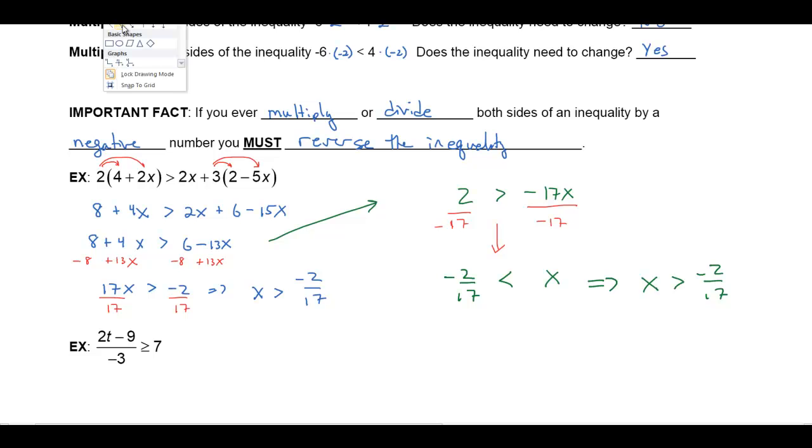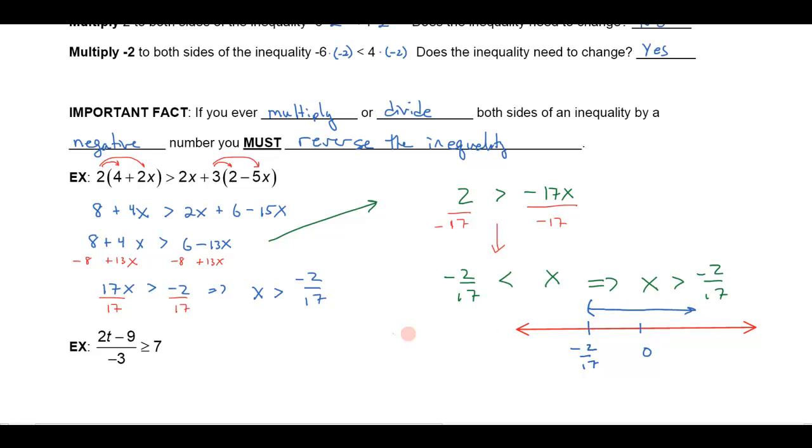if I want to think about this, always visualize that I've got an x value, here's 0, negative 2/17 is over here to the left of 0, and I want all the x's greater than that. So that's going to be all of these values. So in interval notation, this would be the interval from negative 2/17 to infinity, and that's how I'd write my answer to that. And remember, that's a whole set of x's that'll make this original equation true.